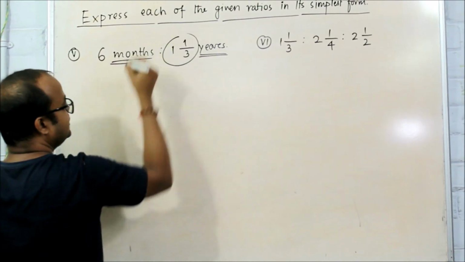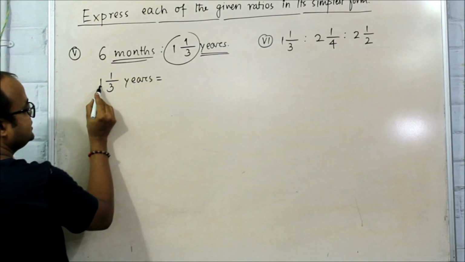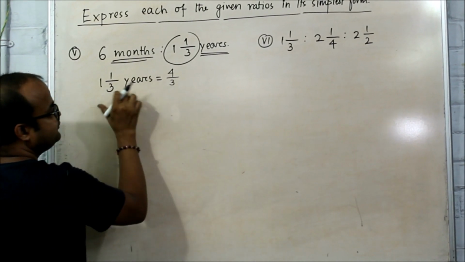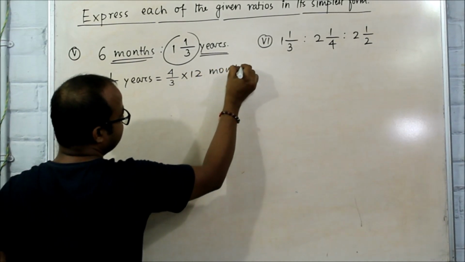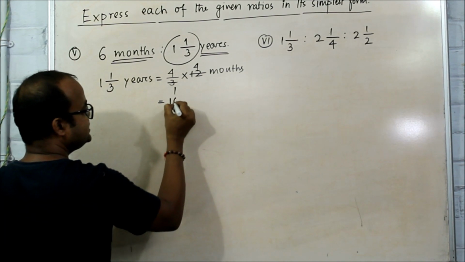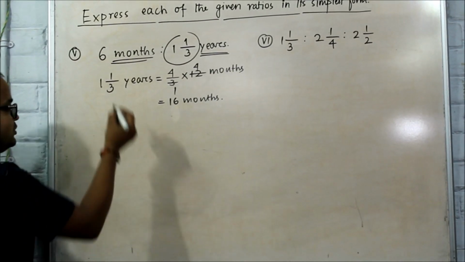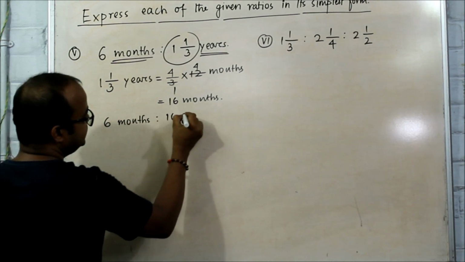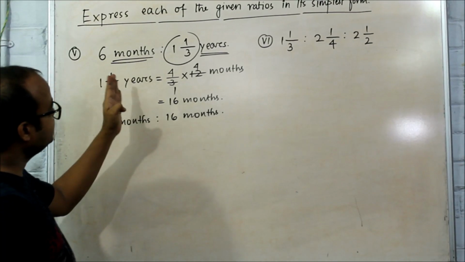So suppose this 1 by 3 years is equal to 3 1s are 3 plus 1, 4 by 3 years. Now to convert 4 by 3 years into month, we need to multiply with 12. So this will be month. 3 4s are 12, so 4 4s are 16 month. This is equal to 16 month. So we need to find the ratio between 6 months is to 16 months. Clear? Here I am converting years into month.